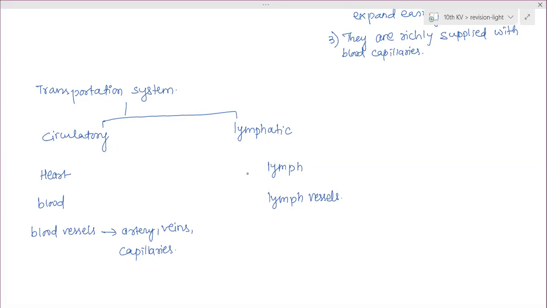Okay, the circulatory system consists of the heart. The heart is a pumping organ which helps in movement of the blood along with the soluble substances to and fro of the body cells. From the lungs and the body cells, transportation is possible due to the heart.